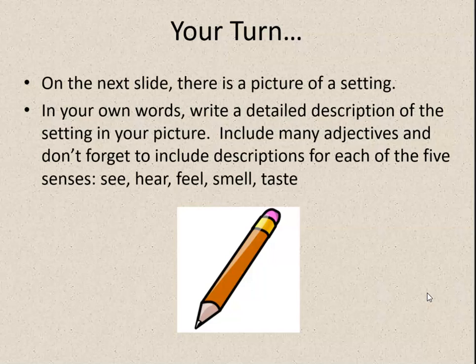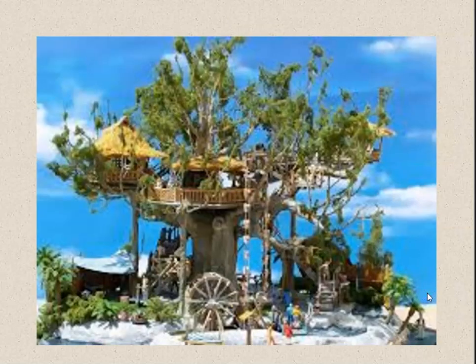Include as many adjectives as you can, and don't forget to include those descriptions that are going to enhance each of those five senses. Think about what you see, what you would hear if you were standing there, what you would feel, what you would smell, what you could taste. Here is our picture. So I want you to take a moment and write anywhere between 5 and 10 sentences describing this setting, using those five senses of yours.